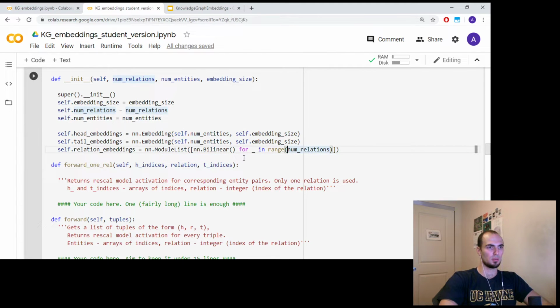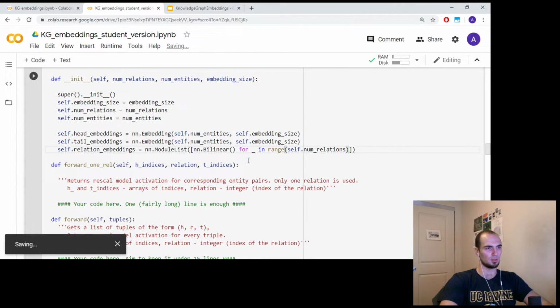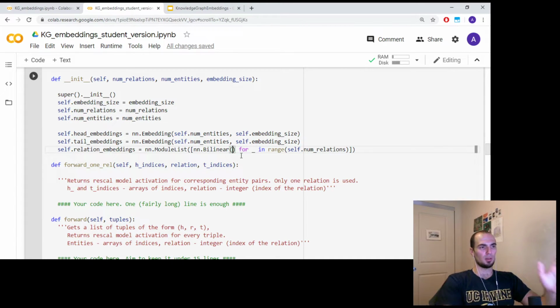All right, so we could add self. I think it's considered a slightly better practice. And now we need to provide parameters for this bilinear layer. So we know that the size of both head and tail embeddings is going to be the same. Actually, it's not necessarily true. You could even play around with changing the tail and head embedding sizes to be different.